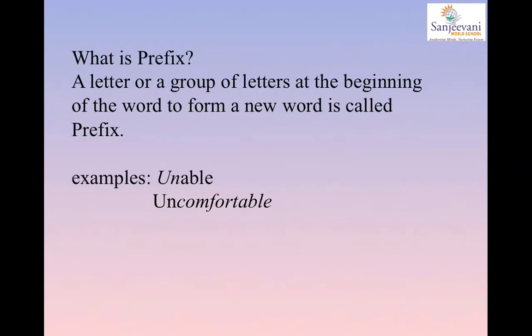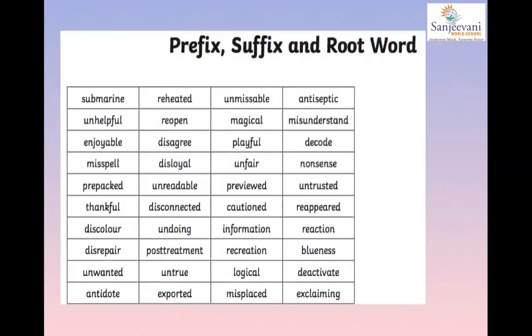Very easy example like unable. So able is given. So whatever you're adding before your root word, that is able, will be un. So un is your prefix. Comfortable. What are you adding before comfortable? Un. So uncomfortable, un becomes your prefix, right? So the things that you add before the word is called prefix. Whatever you add after the word is your suffix.